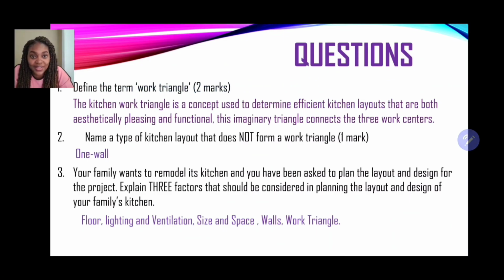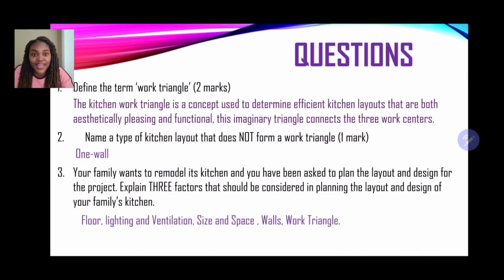Now, questions. 1. Define the term work triangle. The kitchen work triangle is a concept used to determine efficient kitchen layouts that are both aesthetically pleasing and functional. This imaginary triangle connects the 3 work centers. 2. Name one type of kitchen layout that does not form the work triangle. And this one is the one wall.